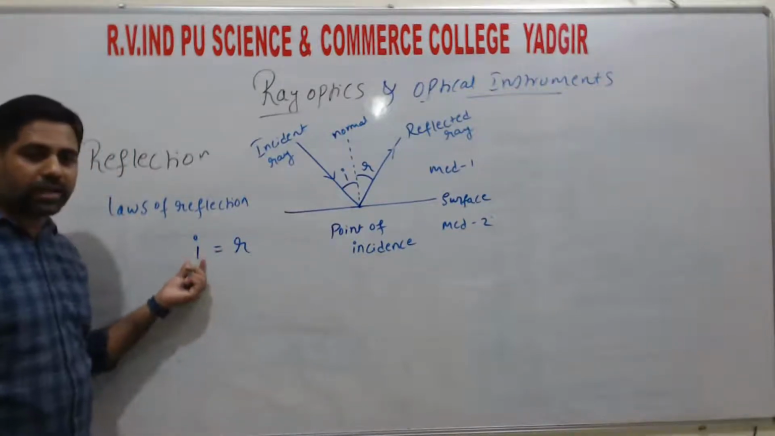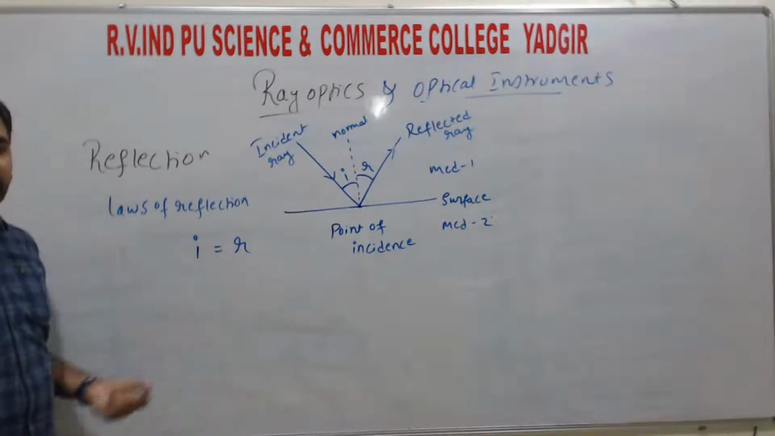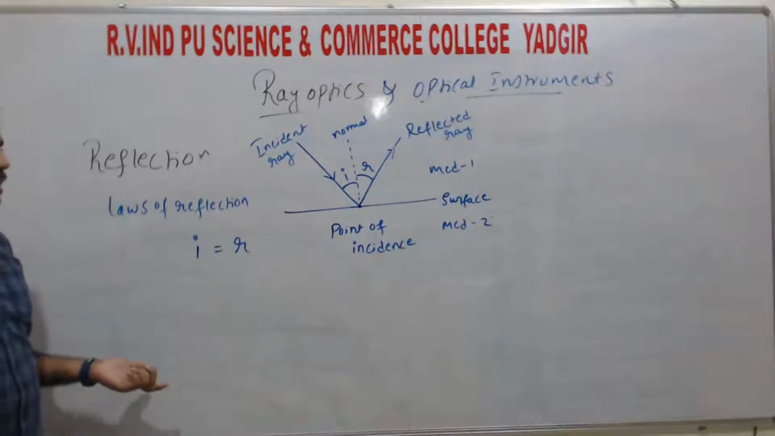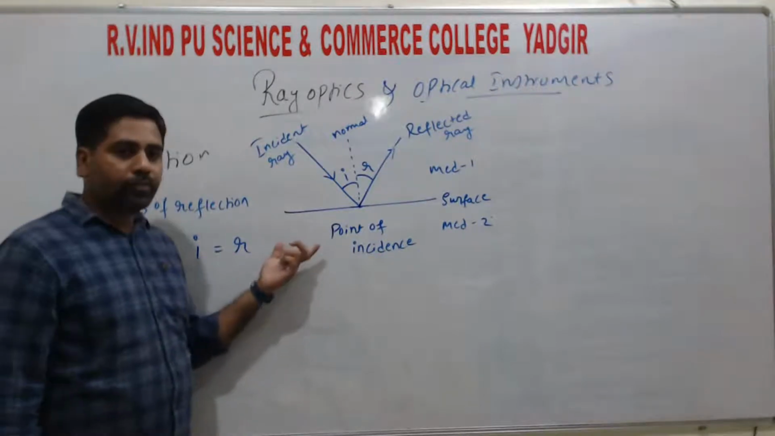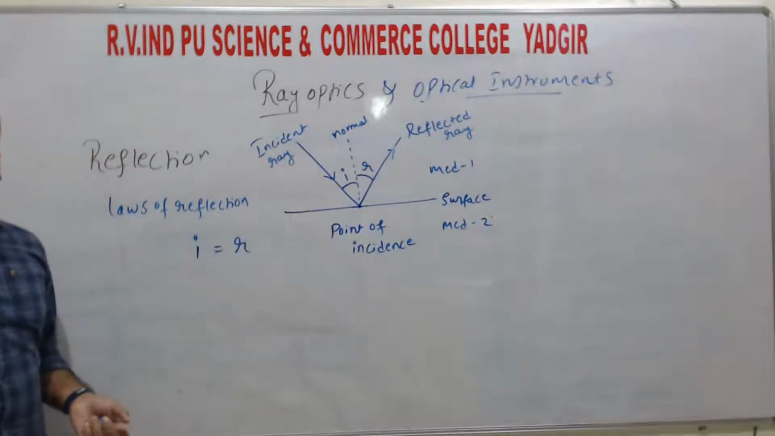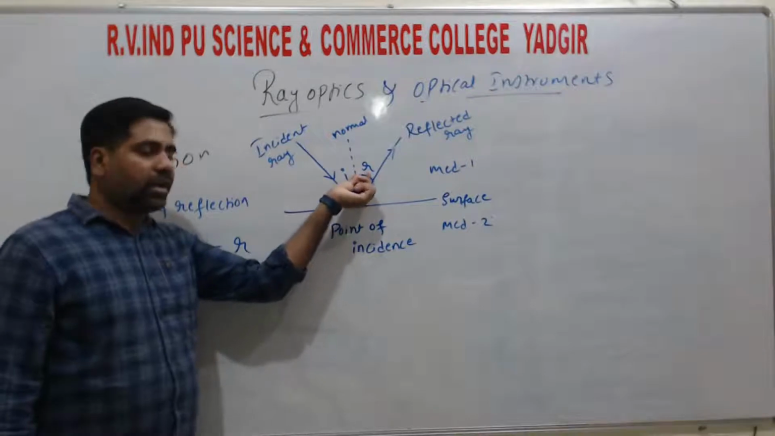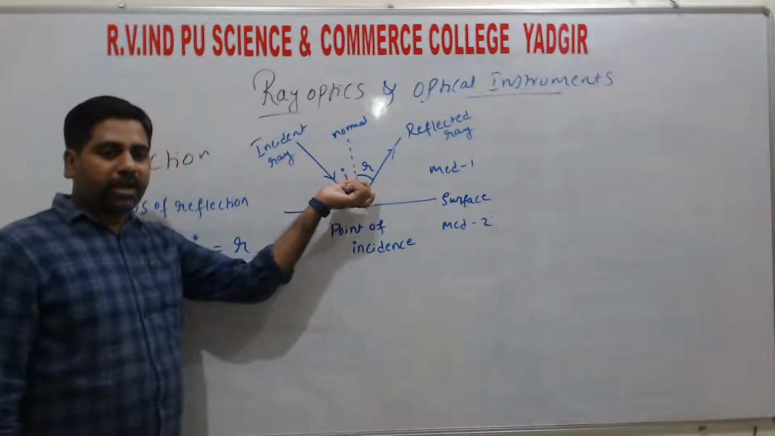If I is equal to 30 degrees, then R is also equal to 30 degrees. So these are the two laws of reflection. The first law: the incident ray, the normal, and the reflected ray all lie in the same plane. The second law is that the angle of incidence is equal to the angle of reflection, right?